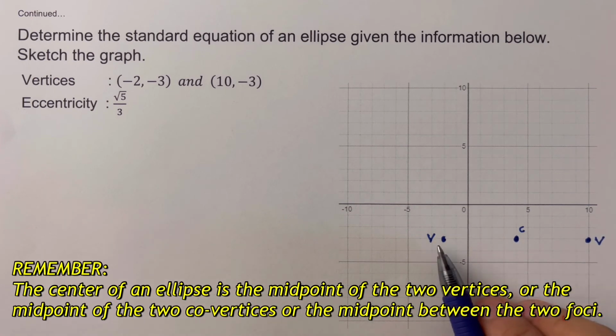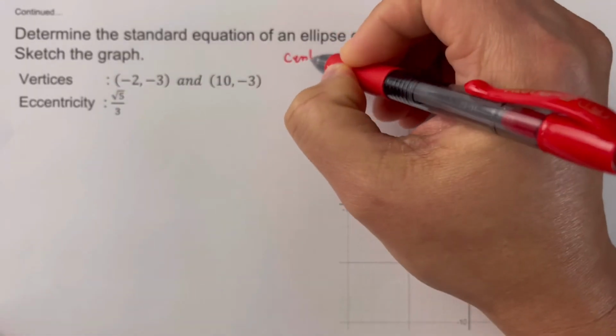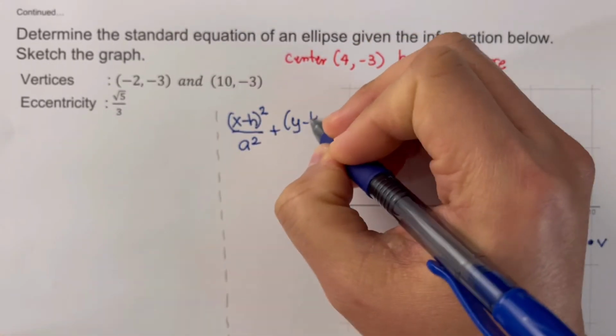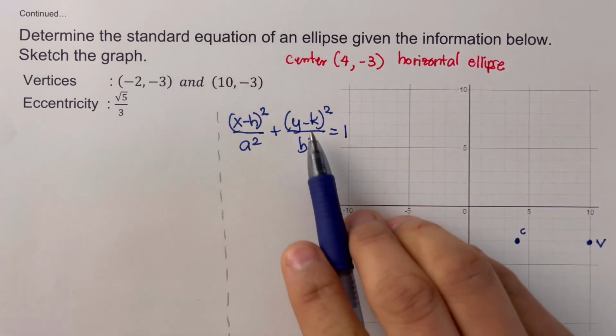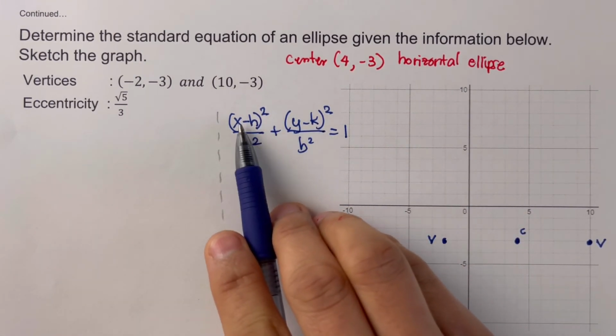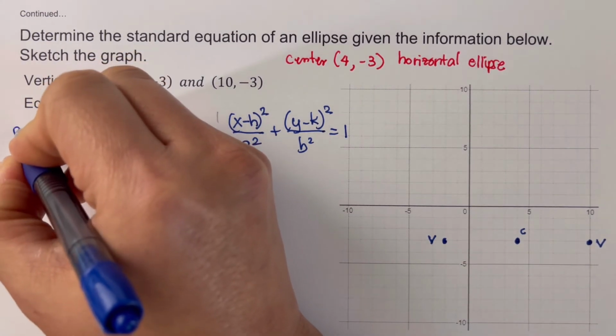And this is an example of a horizontal ellipse because these 2 vertices are horizontal relative to each other. So I'm going to write that information up here. Since this is a horizontal ellipse, I wrote the general formula for a horizontal ellipse with a squared under the x. So looking at this problem, we remember that the distance from the center to the vertex is letter a. So I'm going to go ahead and write that down here.